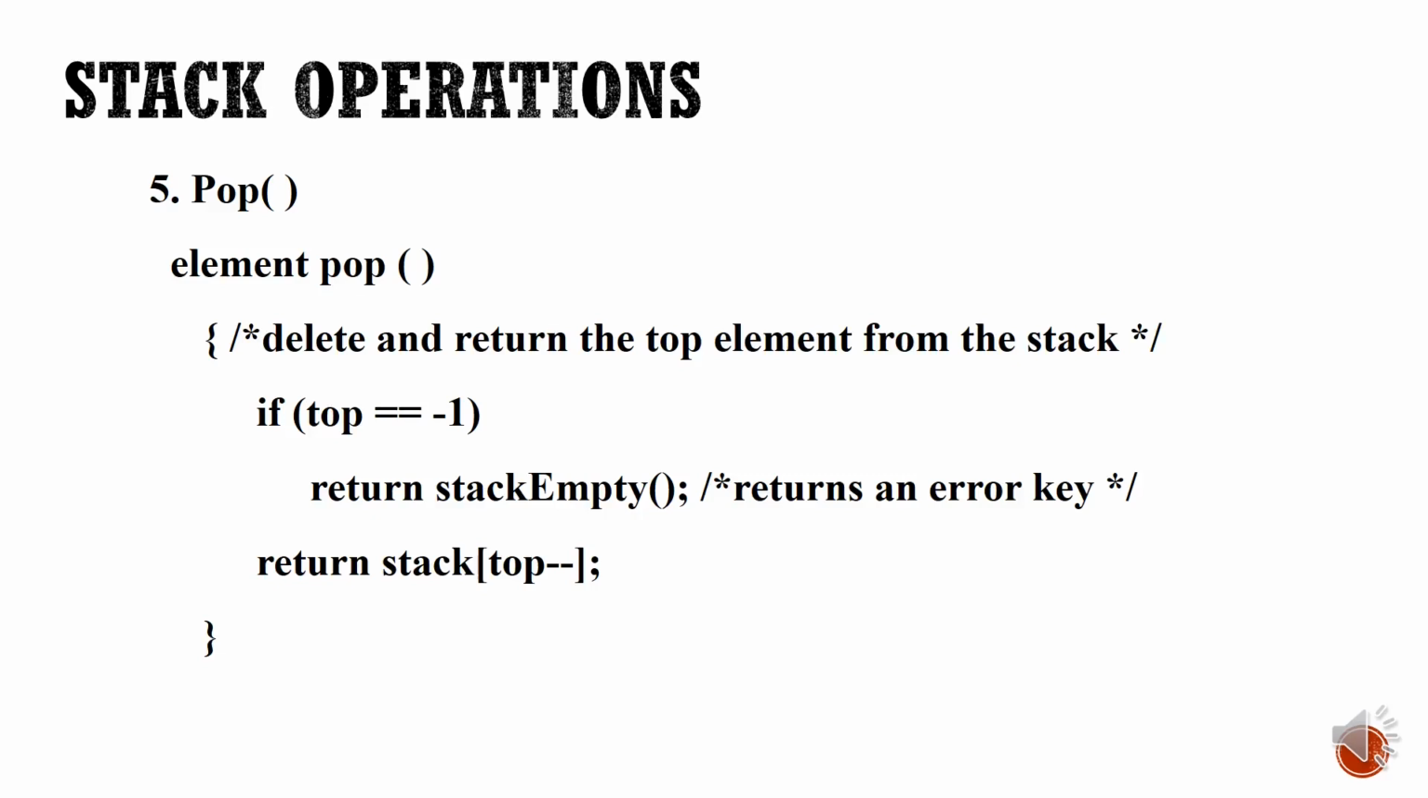If top is equal to -1, meaning no elements are there in the stack, then we return stack empty. Or else we return the top element and we decrement top by 1. Here we are doing the post decrement. It means first we return the top element which is to be deleted. Then the top is decremented by 1. That will be your pop operation.